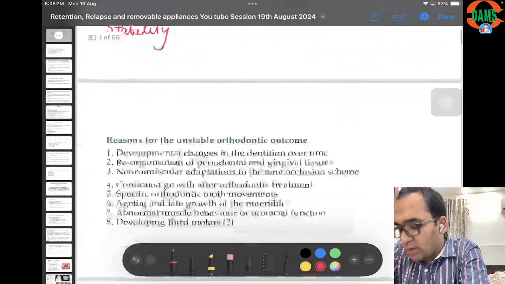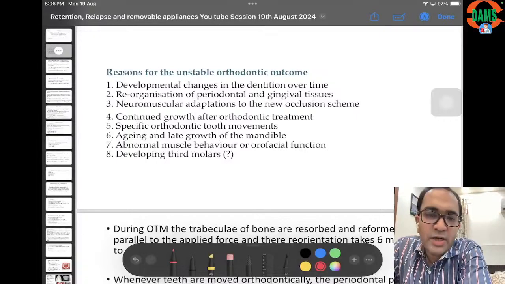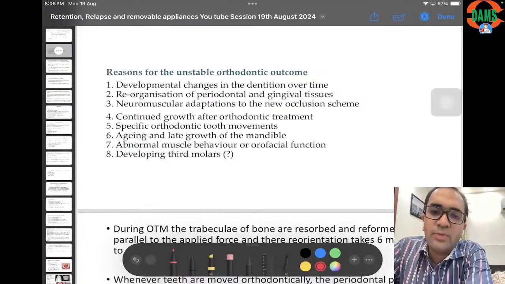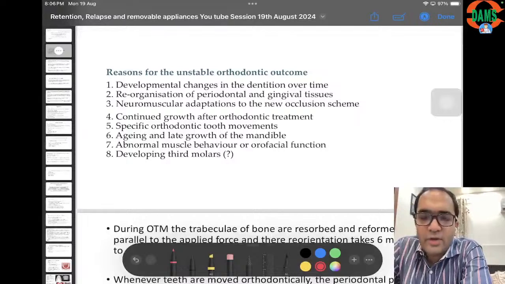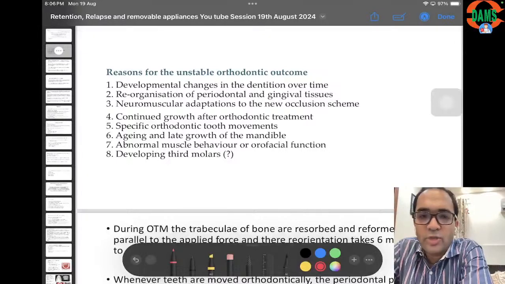Beginning with the first slide, what are the reasons for unstable orthodontic outcome? First is the developmental changes in the dentition over time. As we all know, the teeth are in a continuous stage of eruption. Once the permanent teeth have established, they are still undergoing attrition, abrasion, and they continue to erupt. The teeth have caries, so there is a mesial migration. So they are in continuous flux of change. That is also responsible for the relapse.